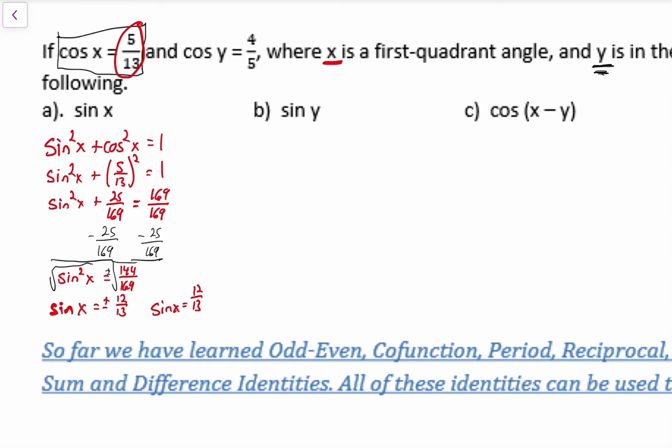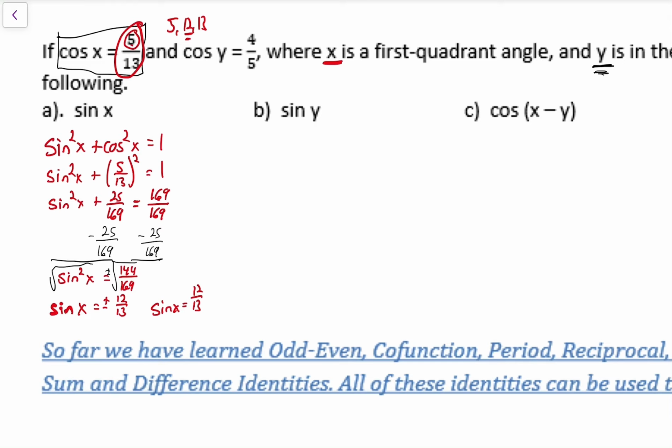I will take a quick second to tell you something here. If you know your Pythagorean triples, if you knew that 5, 12, 13 was a Pythagorean triple, and you saw cosine was 5/13, that's your adjacent and your hypotenuse, then the other leg had to be 12 because of that Pythagorean triple. So it's good to know your Pythagorean triples.